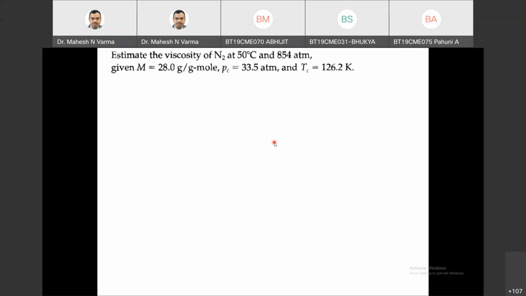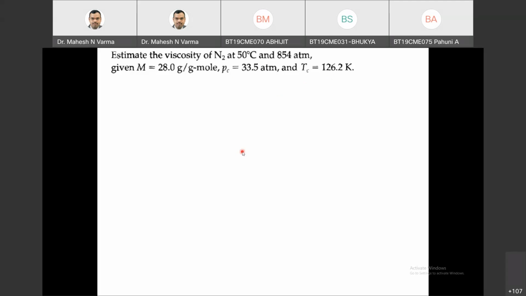So how to get TR? 273.2 plus 50, divided by 126.2. Where did you get 55? The temperature of the gas is given as 50 degrees Celsius, so convert that to Kelvin, 273 plus 50, and divide by the critical temperature. So you will get the reduced temperature. There is nothing very great in that. You need to observe the data and concentrate on what I was telling, just a couple of slides before.